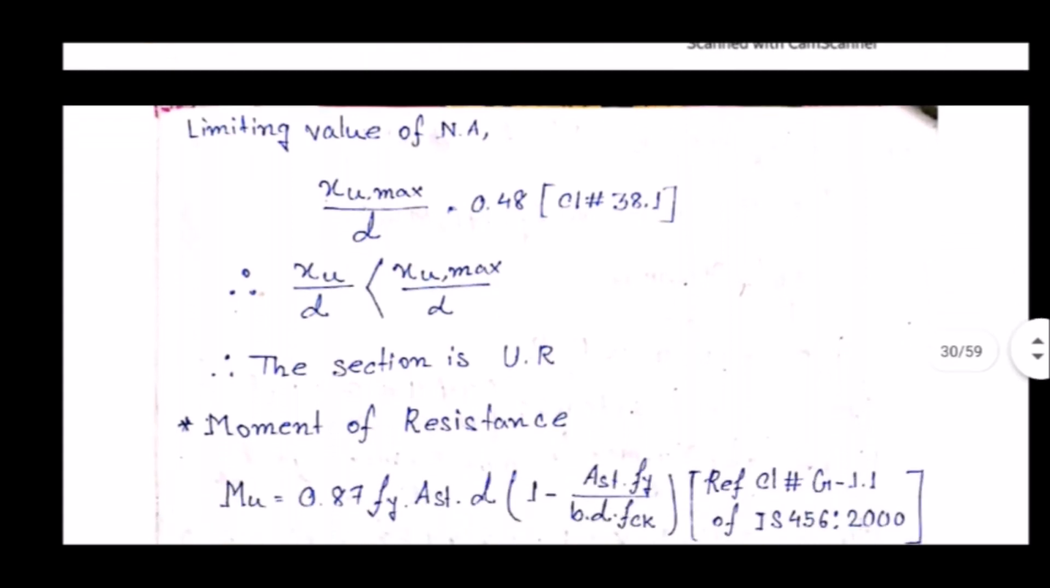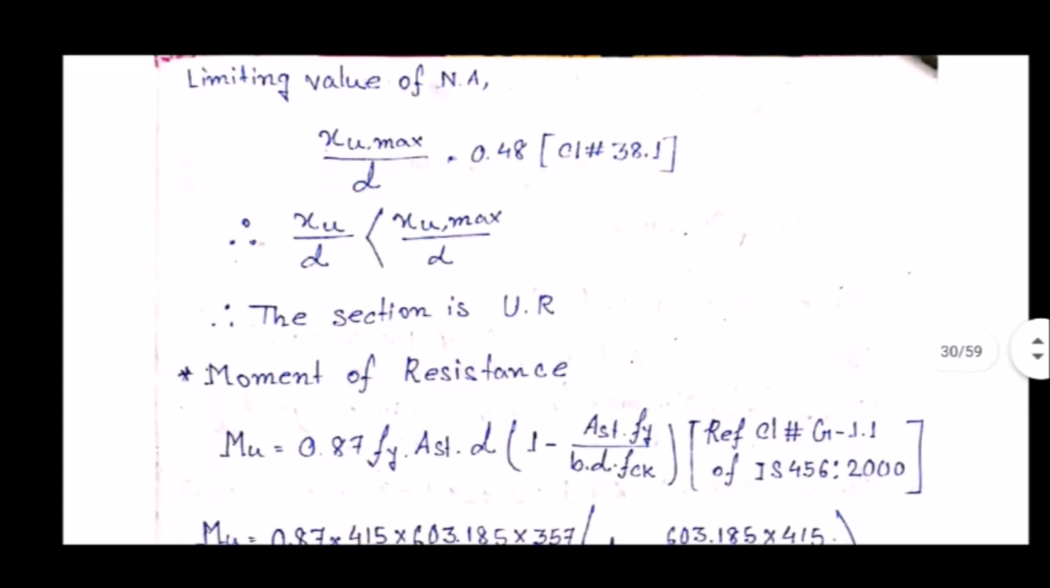Now we have to find out the limiting value of the neutral axis. Limiting value as per the table just below clause number 38.1, xu max by d is equal to 0.48 for Fe 415 steel. We have used Fe 415 steel for this case, so the value is 0.48. So we may say that xu by d is less than xu max by d. So the section is obviously under-reinforced.